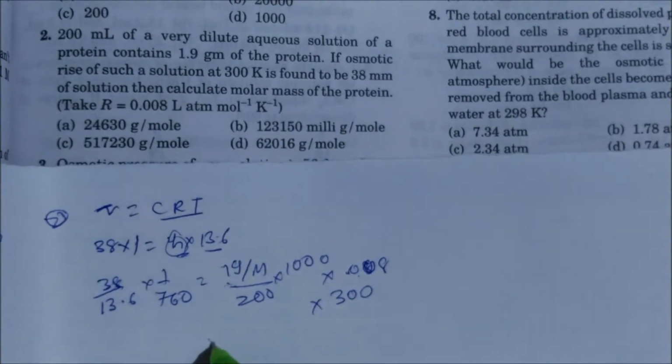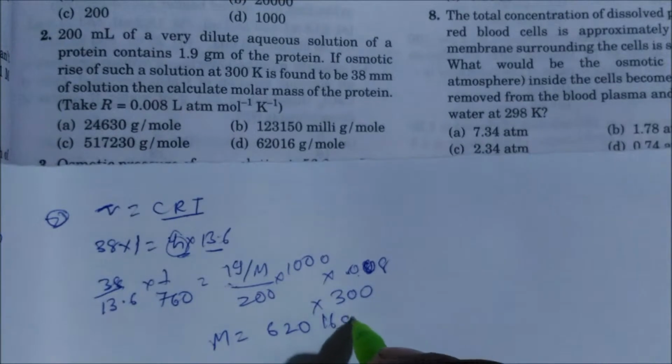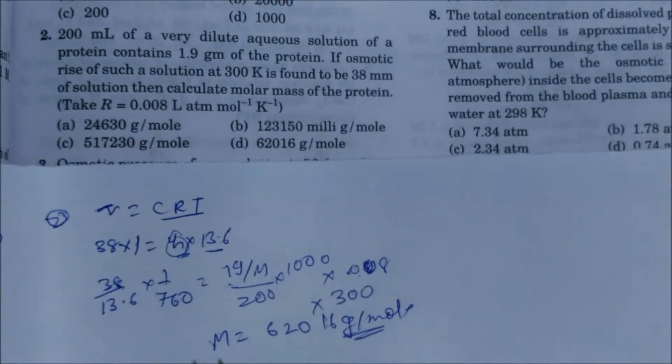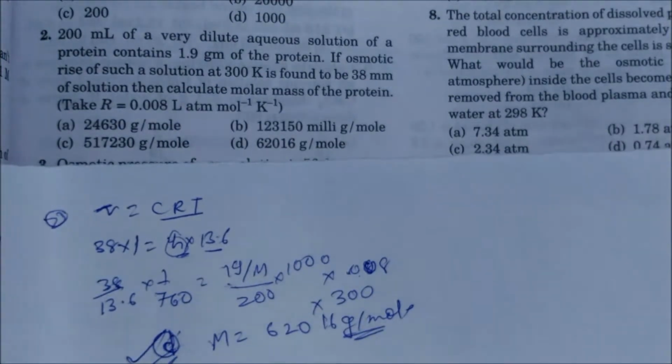So if you solve it, M becomes 62016 gram per mole. So the answer is, sorry, not C, it is D. This value is our answer.